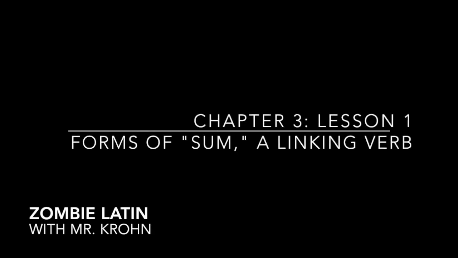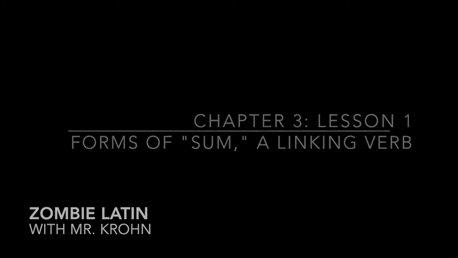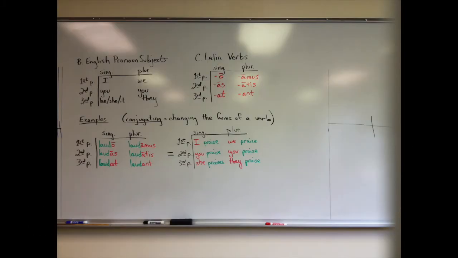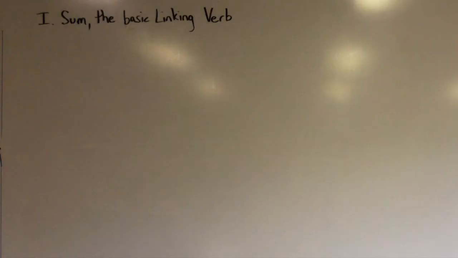Later in this lesson, we'll be looking at the forms of Latin's basic linking verb, sum. Now to start, we'll have to recall last lesson when we looked at the forms of verbs like laudo, where it goes o, as, at, amus, atis, ant for endings for the present tense. Just like how in that lesson, we learned that the forms of the English linking verb to be are irregular, they will also be irregular in Latin.